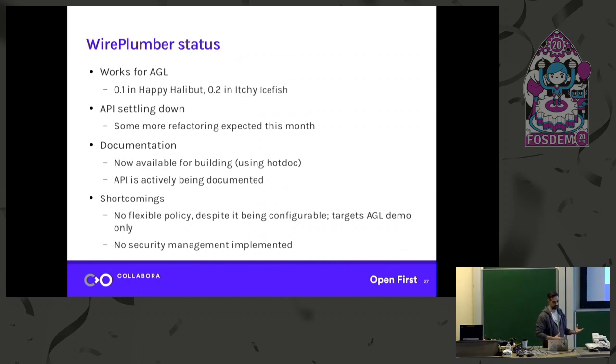So what's the status of WirePlumber right now? It currently works nicely for AGL. On the demo that we have on Building K, we use PipeWire and WirePlumber at the moment. The API is settling down. We're doing some more refactoring on the API level, on the library, but it's settling down. And we just recently started generating documentation using Hotdog. And I'm in the process of documenting right now. I started like last week.